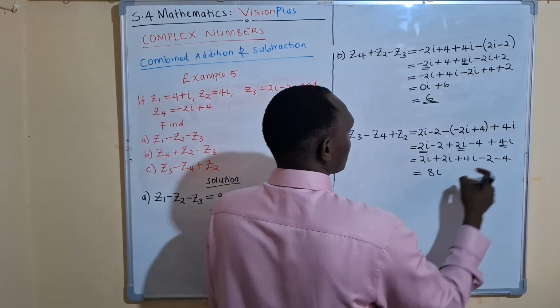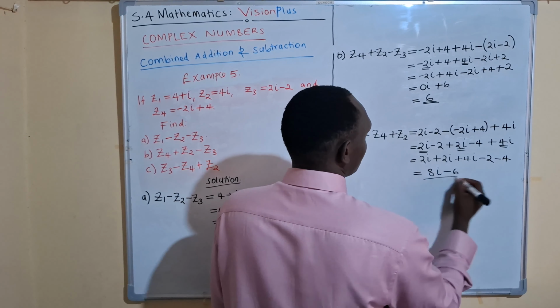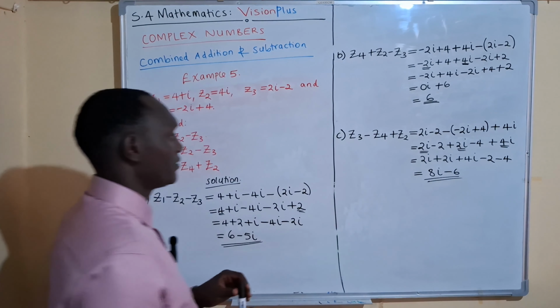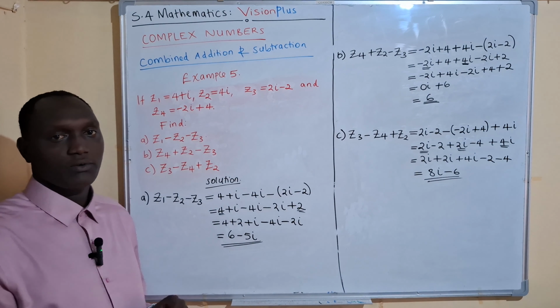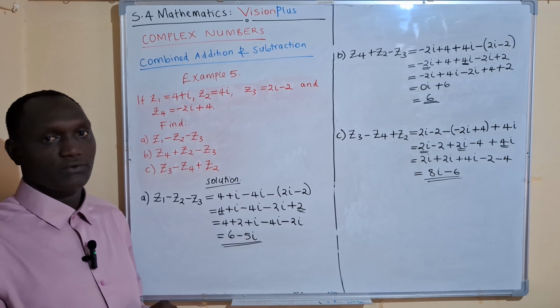What is negative 2 minus 4? It is negative 6. So this is the solution for example 5 on combined addition and subtraction of complex numbers.